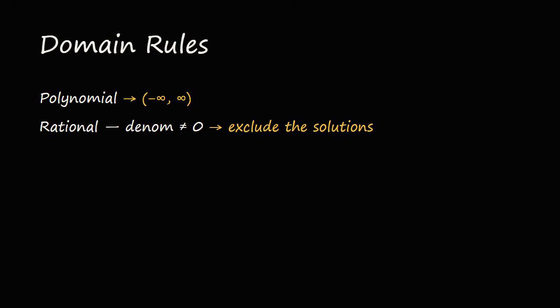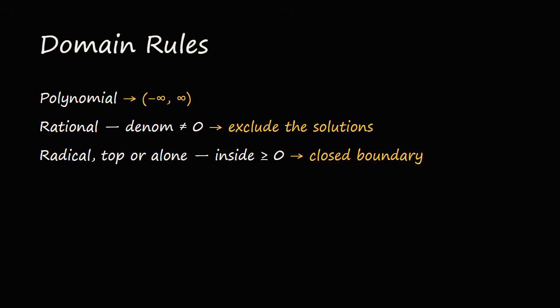Let's recap everything with one simple checklist you can use on any function. First, look for a fraction or a square root. If you see neither, it's a plain polynomial. The domain is always all real numbers, nothing to check. If you see a fraction, take the denominator and set it not equal to 0. Solve and exclude whatever x values you find, because dividing by 0 is never allowed. If you see a square root sitting alone or in a numerator, set the inside greater than or equal to 0, since you can never take the square root of a negative number.